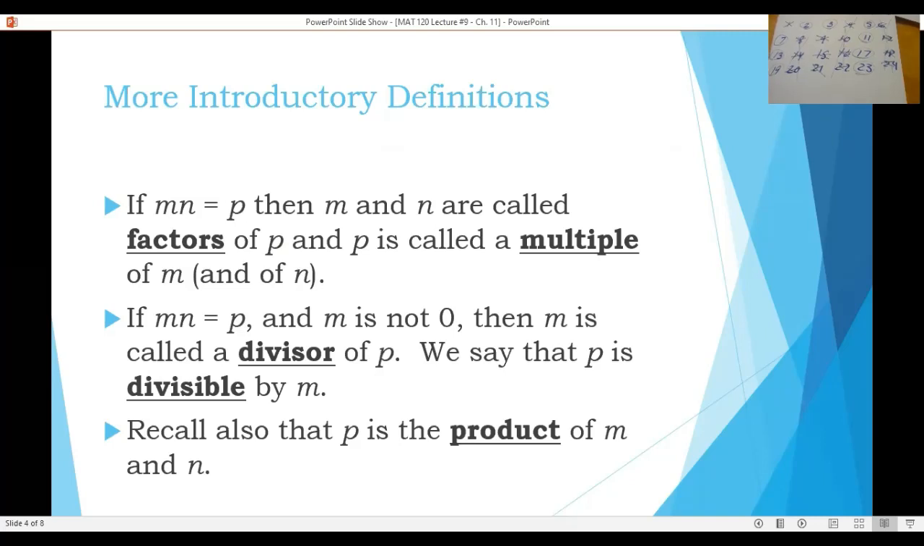We also believe that if mn equals p, and m is not 0, then m is called a divisor of p, and we say that p is divisible by m. So these are words that you can use, and where they say m is not 0, don't really focus too much on that. Just realize that if it is 0, then that doesn't work. And if it's 0, that's a special specific case anyway. So don't let that throw you off too much. And then last, recall also that p is the product of m and n, and the word product is there. So we have some important terminology here: factors, multiples, divisor, divisible, and product.